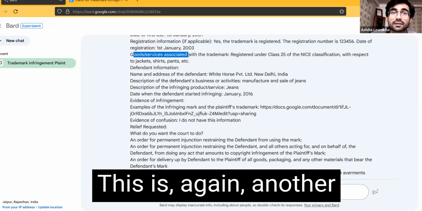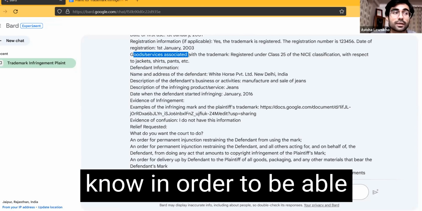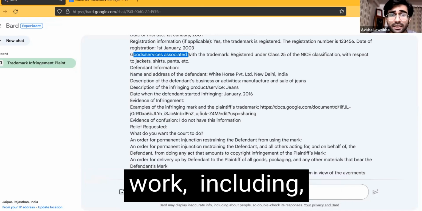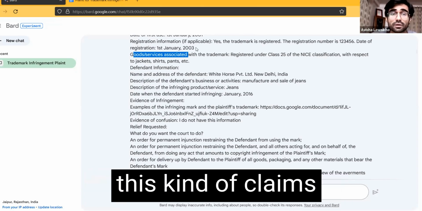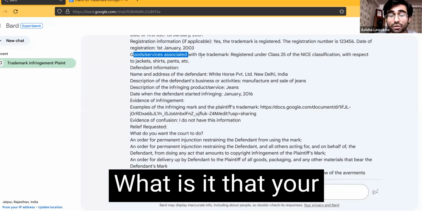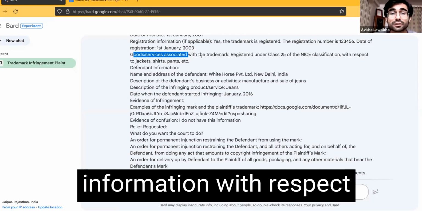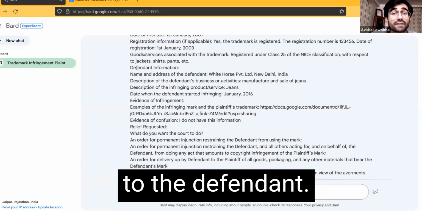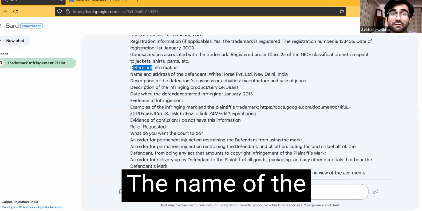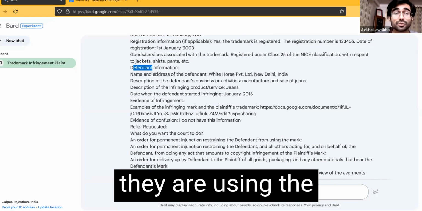This is again another very important point that one would have to know in order to be able to do any trademark work, including this kind of plaints that you're drafting. What exactly is your client functioning in? What is it that your client is doing, right? Then along with it, the information with respect to the defendant, the name of the defendant's business, the mark that they're using, what is it that they are using the mark for.